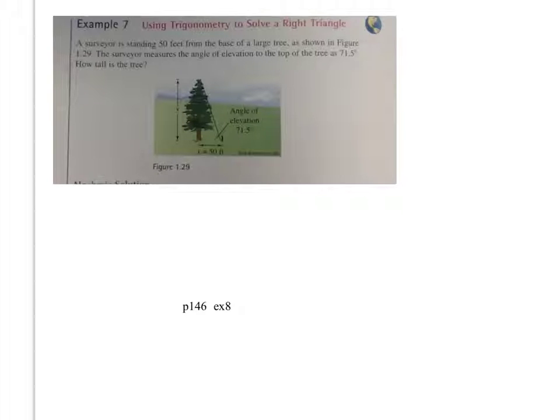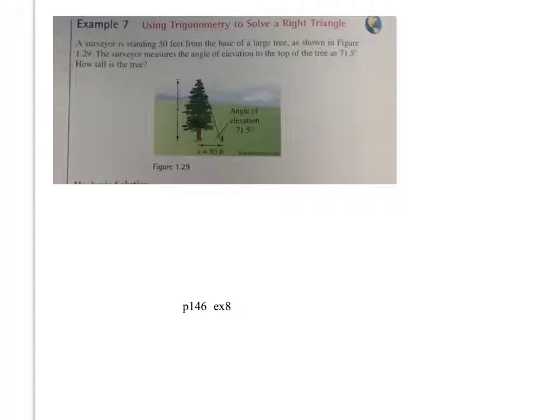On page 146, we're going to start with example 7, and I have a picture here. It says that you're a surveyor standing 50 feet from the base of a large tree. So looking at their picture, here you are, you're standing right there. The surveyor measures the angle of elevation. So again, angle of elevation, we start from our horizontal and we're going up to be 71.5. How tall is the tree?